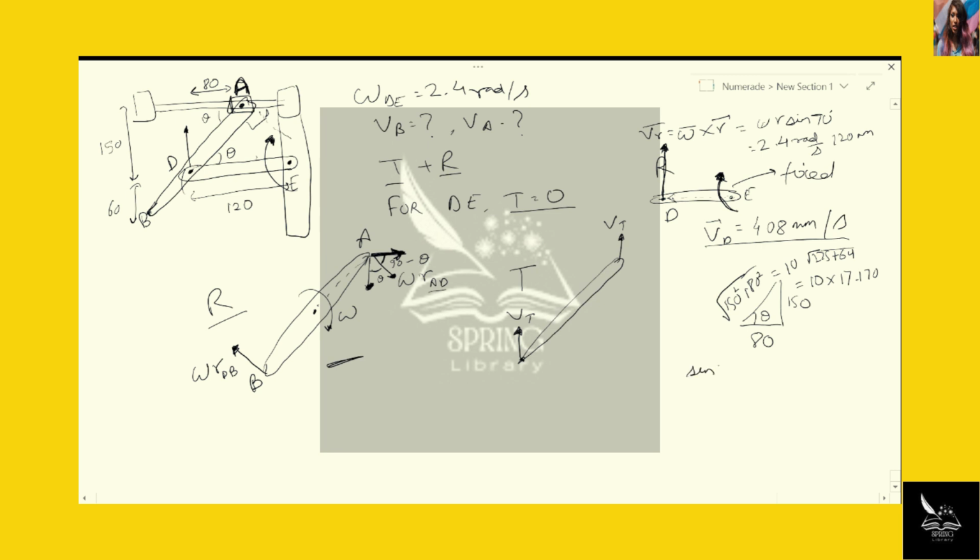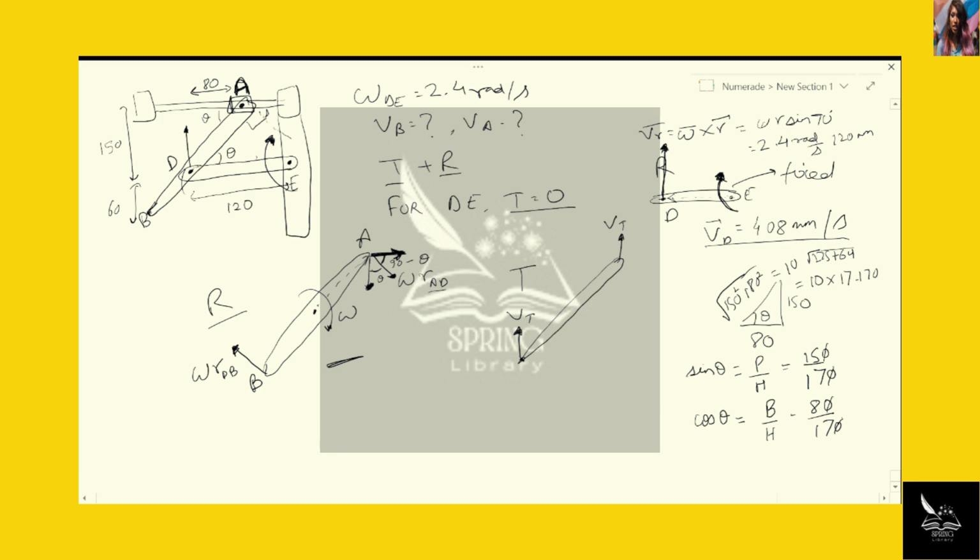So then sine theta is going to be perpendicular over hypotenuse. This will be 15 over 17, and cos theta is going to be base over hypotenuse. This will be 80 over 170. Sorry, sine theta is 150 over 170, and cos theta is 80 over 170. So these things cancel and we get 15 over 17 and 8 over 17.